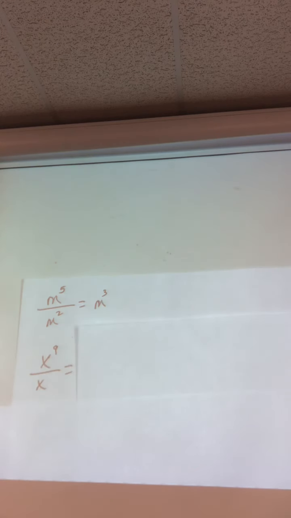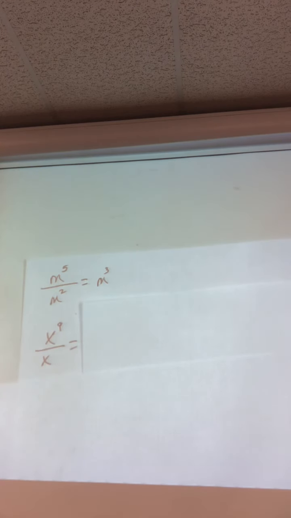So let's look at this. m to the fifth divided by m to the second. If you're dividing and the bases are the same, you keep the base and subtract your exponents. So that's m to the third. And it's really m to the third over 1, but we don't have to write that. x to the ninth over x to the first is x to the eighth.